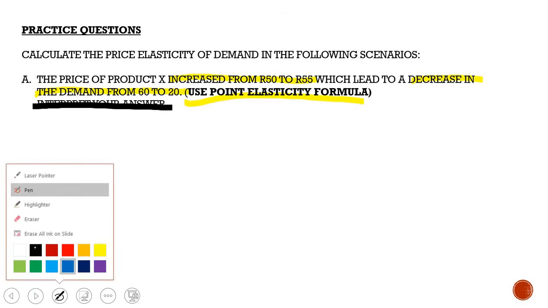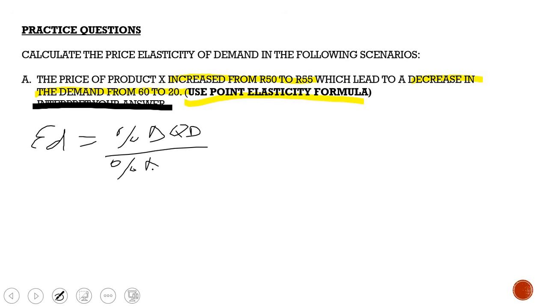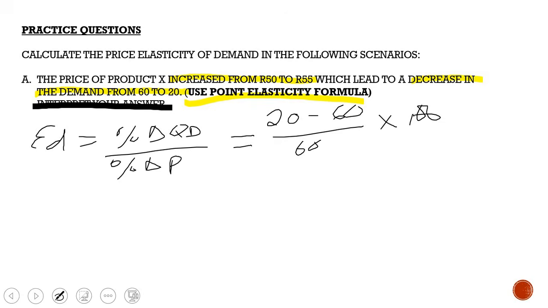Okay. So we're using the point elasticity formula. So E of D is equal to the percentage change in your quantity demanded all over the percentage change in price. So percentage change in quantity demanded, remember, new minus old over old times 100. So our quantity demanded changed from 60 to 20. So you're going to say 20 minus 60 over 60 times 100. All over percentage change in price.